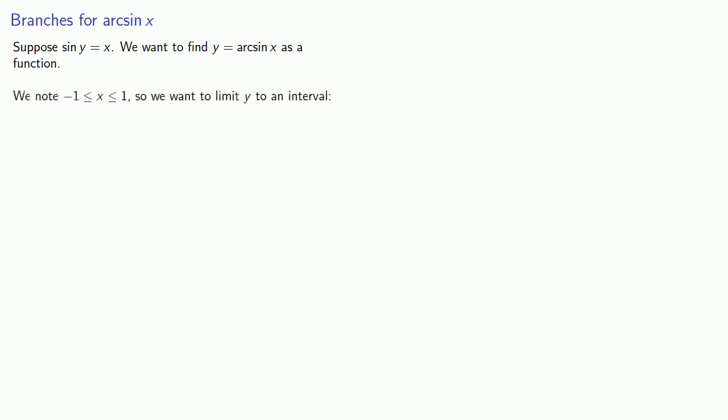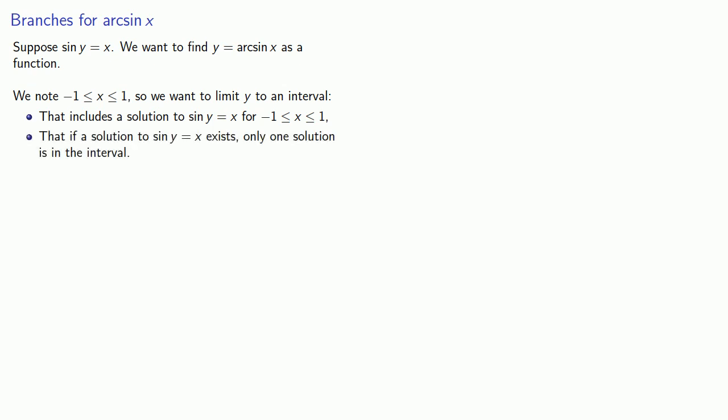So let's consider those branches for arcsine of x. Suppose sine of y equals x. We want to find y equals arcsine x as a function. So we might begin as follows. We know that x has to be between negative 1 and 1. So we want to limit y to an interval that, first of all, includes a solution to sine y equals x for x between negative 1 and 1, and also that if a solution exists, only one solution is in that interval.